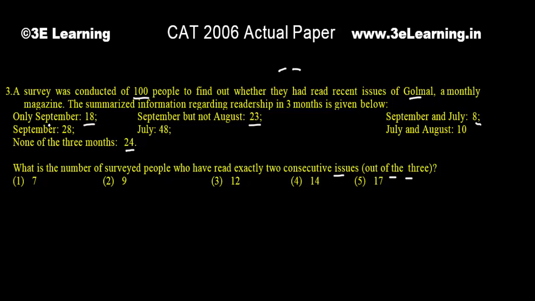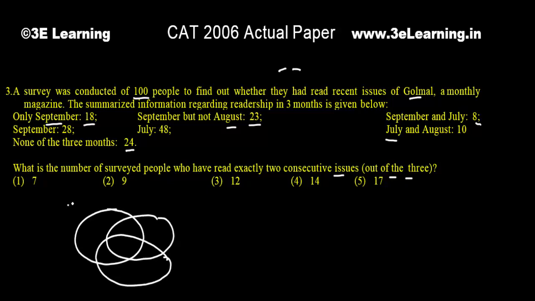So we have 3 things: September, August and July. The best approach is to make a set theory diagram and plot the data. We have July, we have August, we have September. So what is the first data? Only September is 18. The word is only, that's why I have written it in the circle. September but not August, what does it mean? It should be in September but should not be in August.